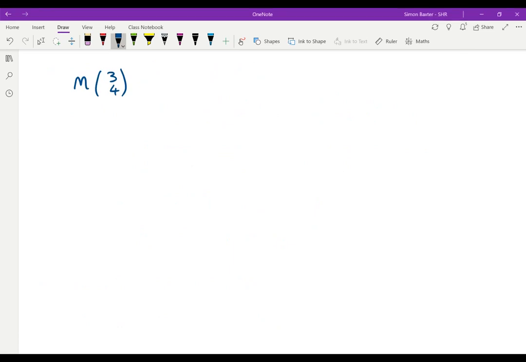In particular, let's take any matrix times some point, let's say (3, 4). We can think of this as M times 3 times (1, 0) plus 4 times (0, 1). Because M is a linear transformation, this must be 3 times the image of (1, 0) plus 4 times the image of (0, 1). And so if we know the images of (1, 0) and (0, 1), we know where any point in the plane actually goes.